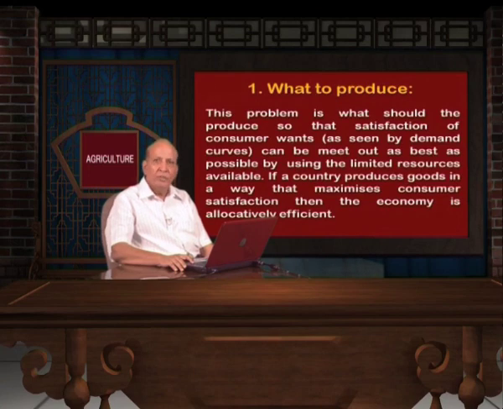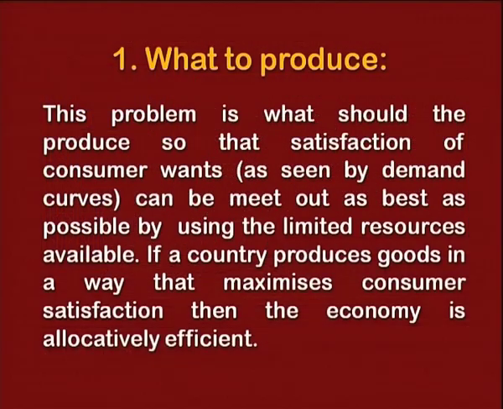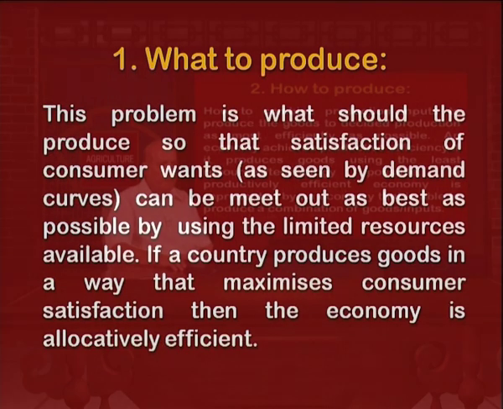Now, first of all, we discuss what to produce. This problem is what should be produced so that the satisfaction of the consumer wants, as seen by the demand curves, can be met as best as possible by using the limited resources available. If a country produces goods in a way that maximizes the consumer satisfaction, then the economy is allocatively efficient.